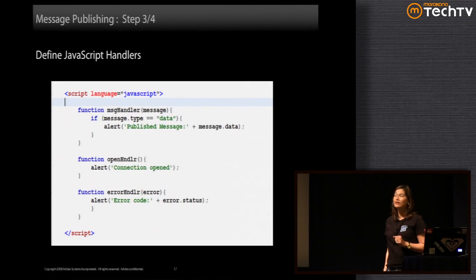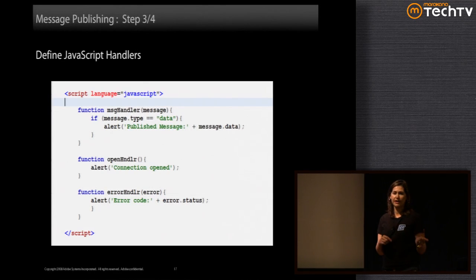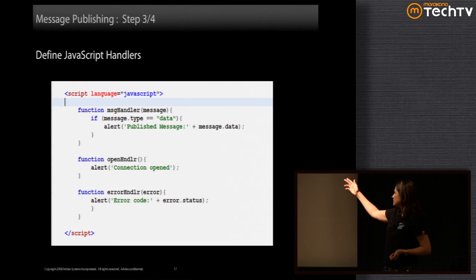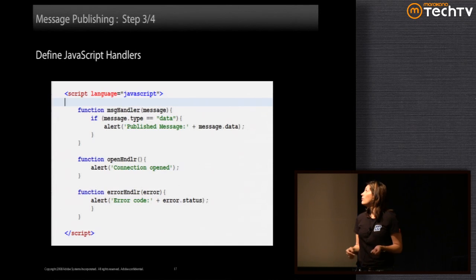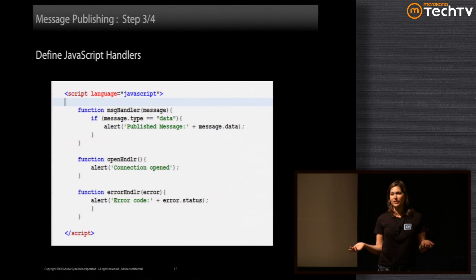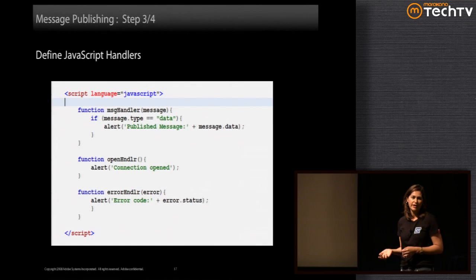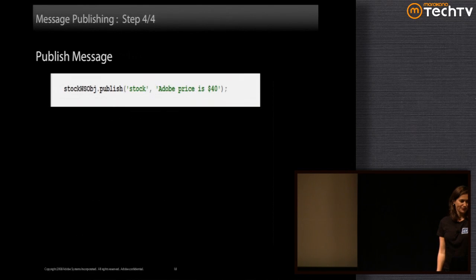So step 3, you just define the JavaScript handlers. These are the handlers that we specified in the CF WebSocket tag. You see that there's a message handler, an open handler, and an error handler. You define your custom code that you'd like to establish within those. But at this point, after these are set, you're receiving messages already. It's a very easy, simple way to set up WebSocket in your application.